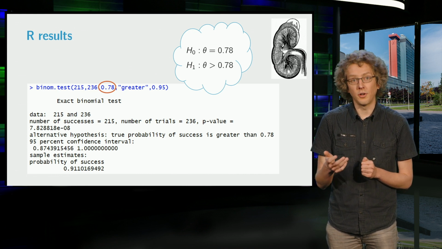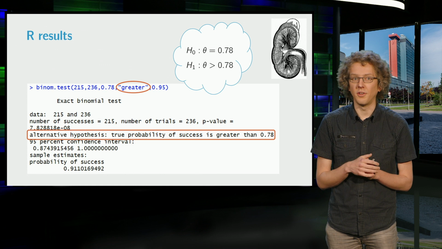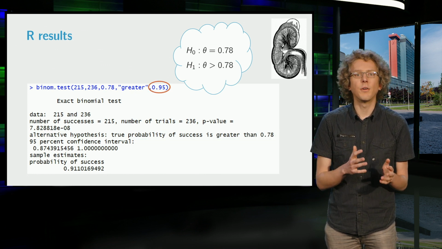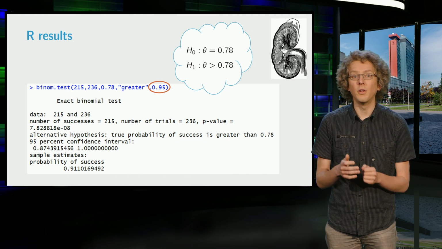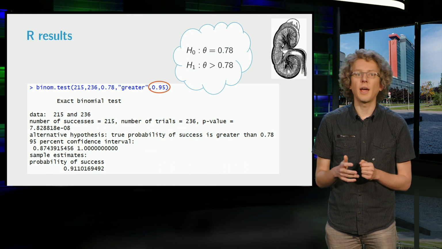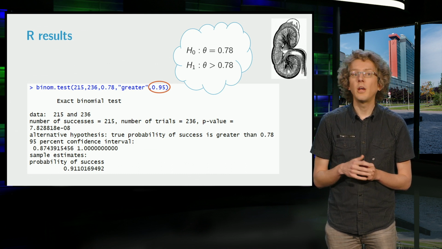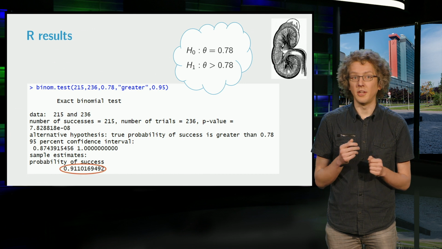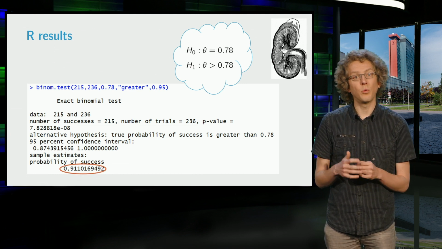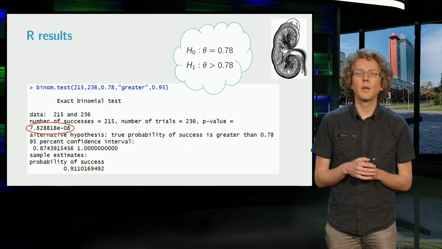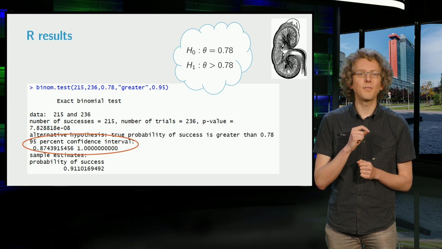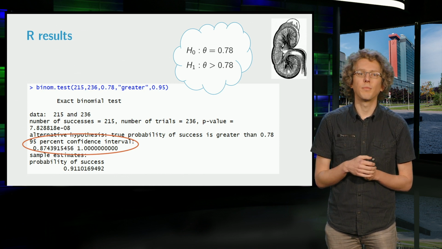Next up is the alternative hypothesis, which also appears in the output. And the final argument is an optional confidence level, the complement of the significance level. It is a concept that we will encounter later this week and next week as well. In the output, you recognize the observed proportion, 91.1%, and the p-value that we found as well. The confidence intervals you see here are next week's topic, so please be patient for more information on those.